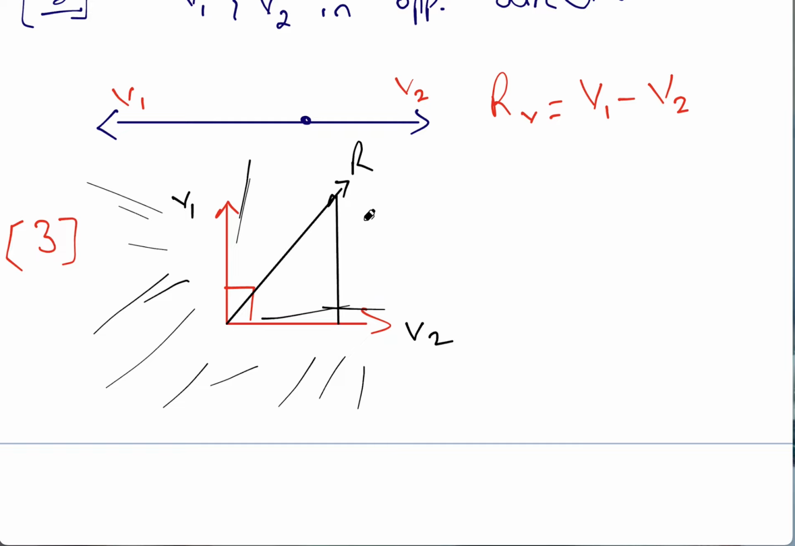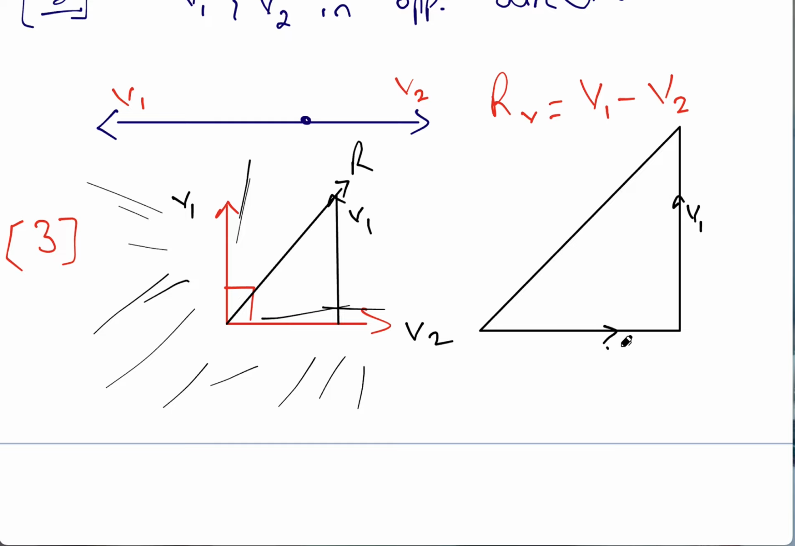Now, this vector will also be v1. It does not really matter where the vector v1 is, as long as it is parallel and of the same magnitude, it is still the same vector. It's just changing position. So now we have a new diagram. Now this is like a right angle triangle, and here we have v1, and here we have v2.